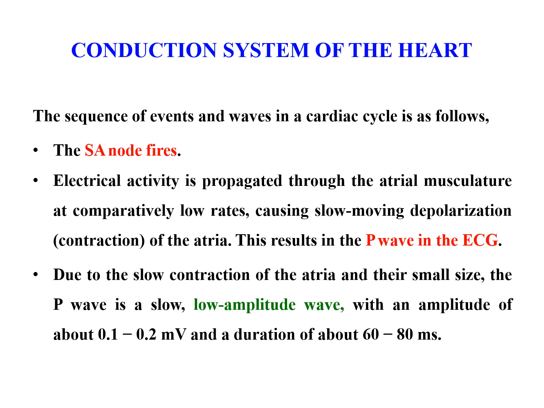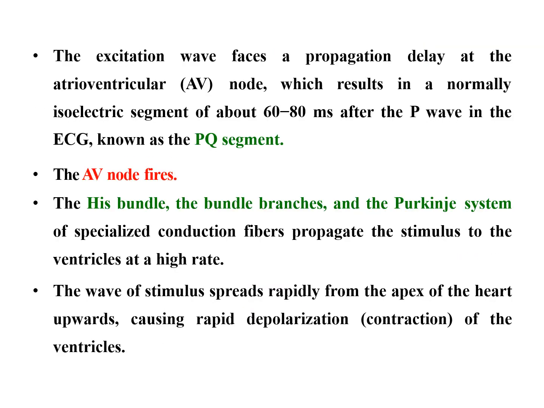Conduction system of the heart. The cardiac cycle is as follows: SA node. The P wave is generated in the ECG waveform, and the P wave is a low amplitude wave, with amplitude about 0.1 to 0.2 millivolt. The time duration is 60 to 80 milliseconds. Next is the PQ segment, which is generated at the AV node.